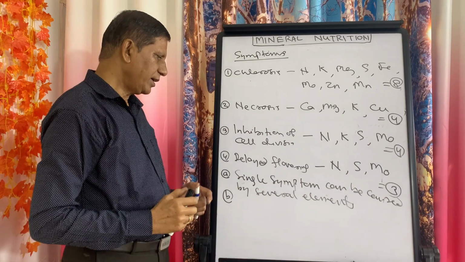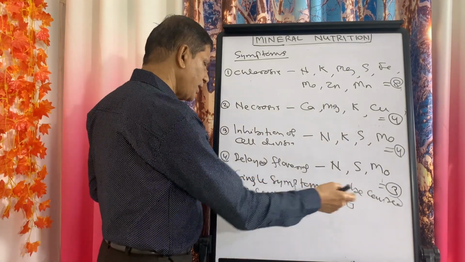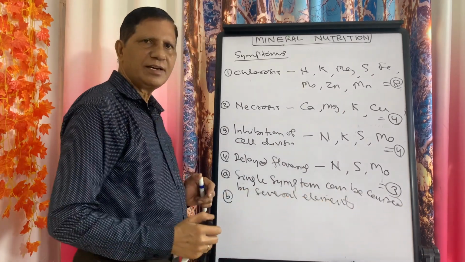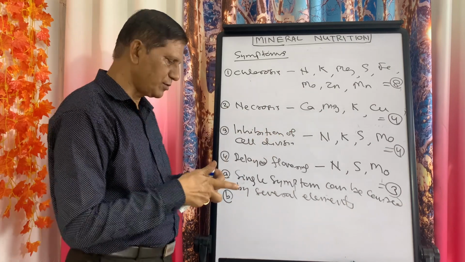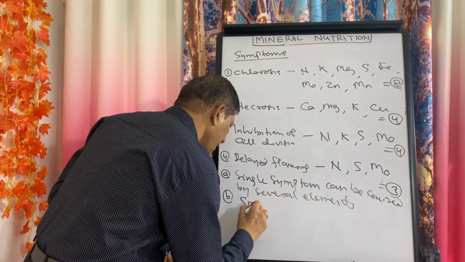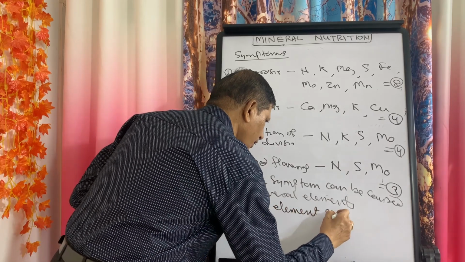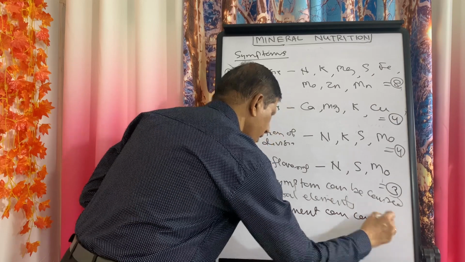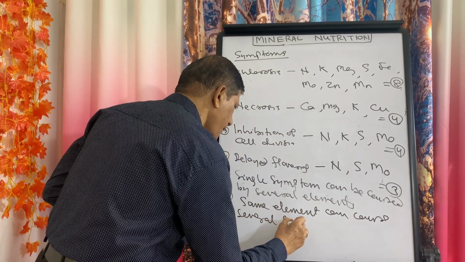That means there are 2 opposite things. A single symptom can be caused by several elements. Similarly, the same element can cause several symptoms. So the second conclusion is that the same element can cause several symptoms.